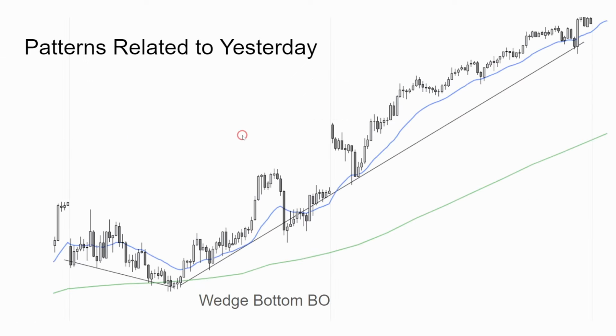Patterns related to yesterday. So here we have a wedge bottom in the beginning of yesterday's price action, and we have a breakout. Deep pullback, and then today, this line here is the separation. We have a gap up, sell off into the EMA, which is acting as support, and this trend line from yesterday is still intact today. It was respected at the EOD.